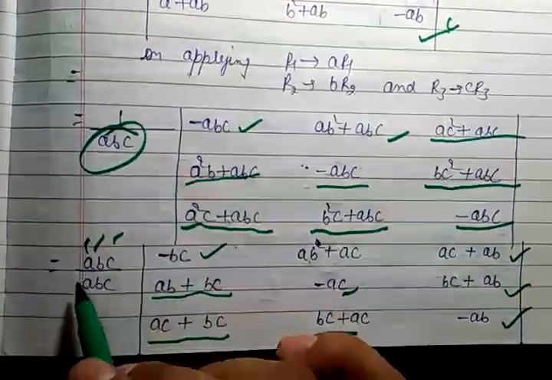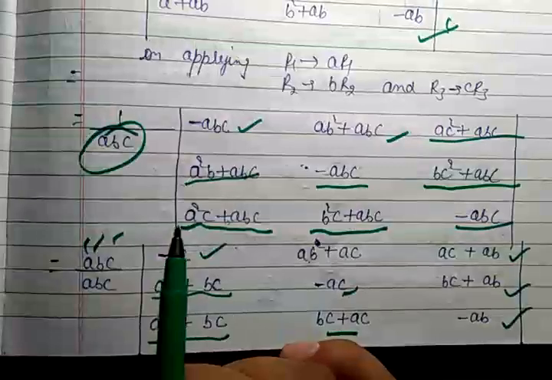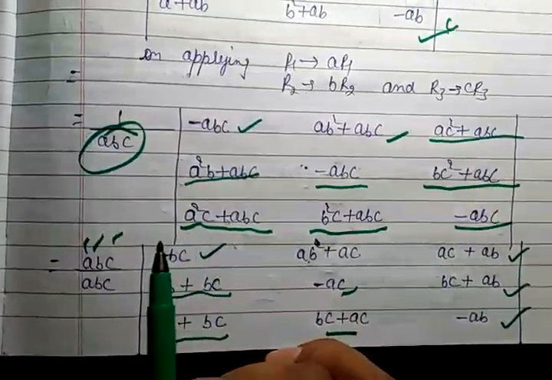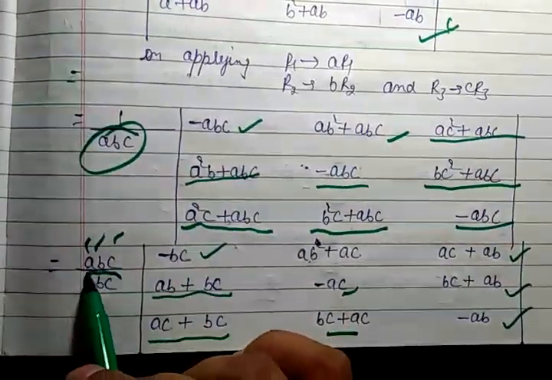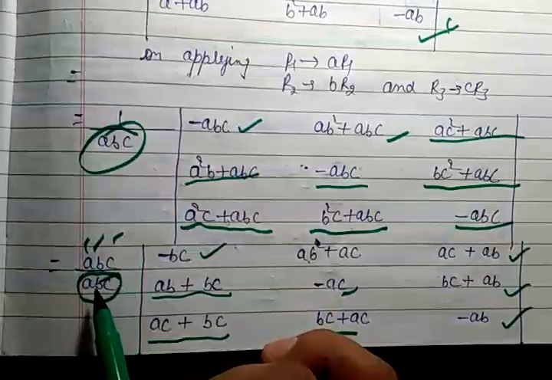In the previous step you multiplied r1 by a, r2 by b and r3 by c, then you have divided in the same way, so abc upon abc will be removed out.